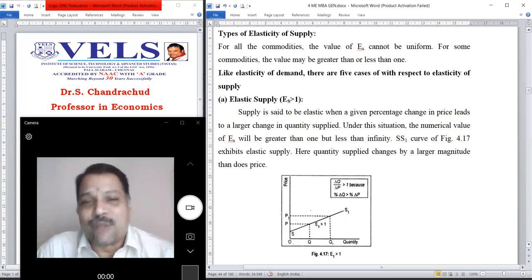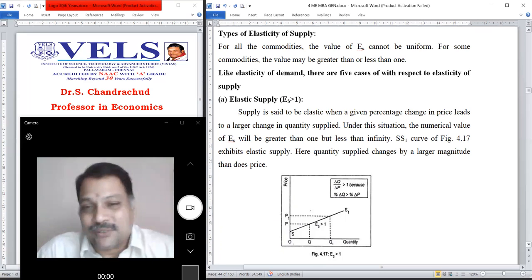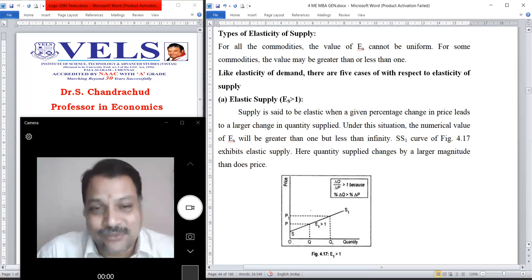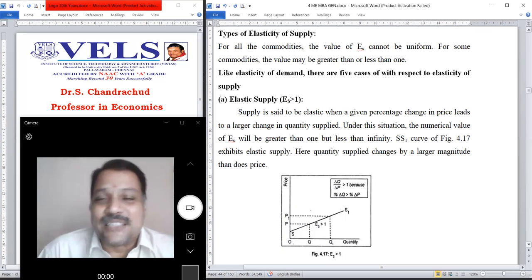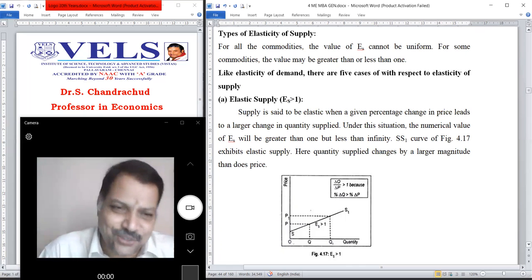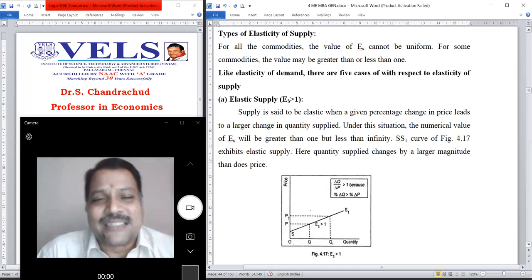For some commodities, the value is greater, and for some the value will be lesser than 1. So we will see one by one. Suppose the elasticity of supply is greater than 1. What will happen? The supply is said to be elastic when a given percentage change in price leads to larger changes in the quantity supplied.